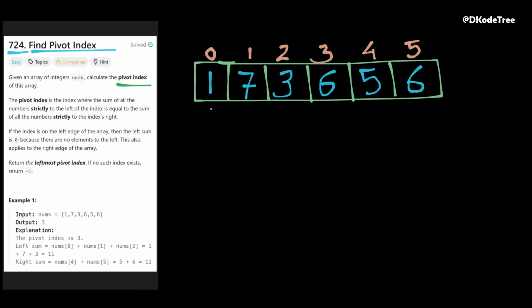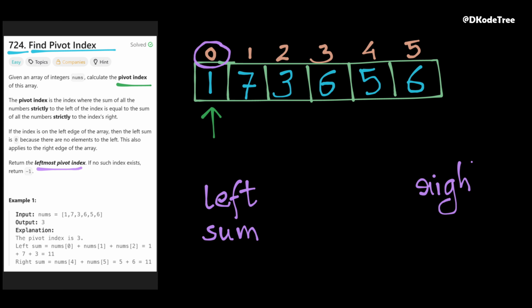Now the most intuitive way to solve this problem is to take each index and check if it is the pivot or not. Note that there can be more than one index satisfying the given condition, but we have to find the leftmost pivot index. So let's start checking from the left end, that is, is index 0 the pivot or not? For this we have to calculate two things. One is the left sum and next is the right sum.